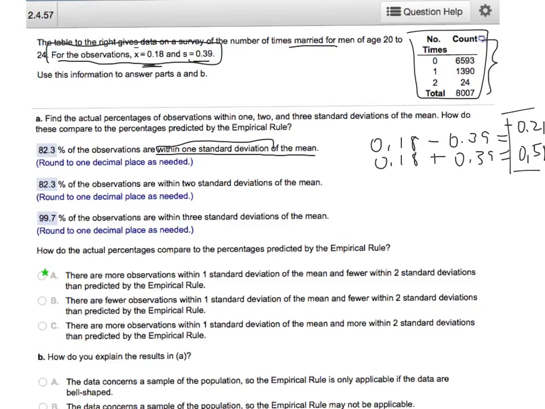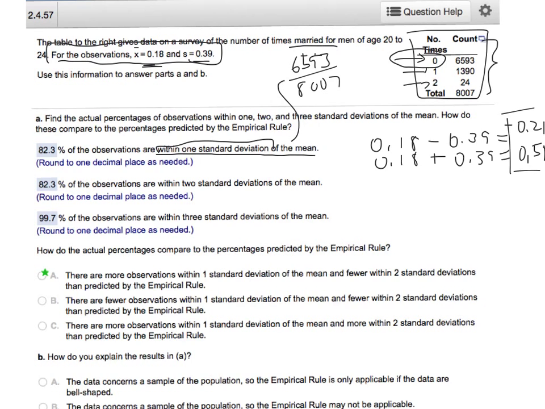Well, remember these are the x values, the only one of these numbers that's between negative 0.21 and positive 0.57 is 0. So 0 is the only observed value that is within one standard deviation of the mean. And so this question is just what percentage of all the observations are 0. We can find that out by just dividing 6,593 by the total, 8,007. So that's the proportion of the data points where the answer was 0, and those are the only answers that are within one standard deviation of the mean.